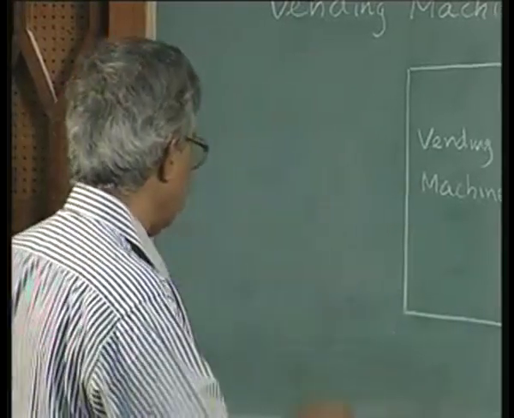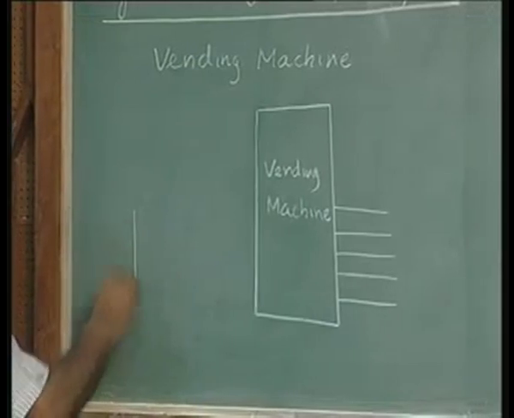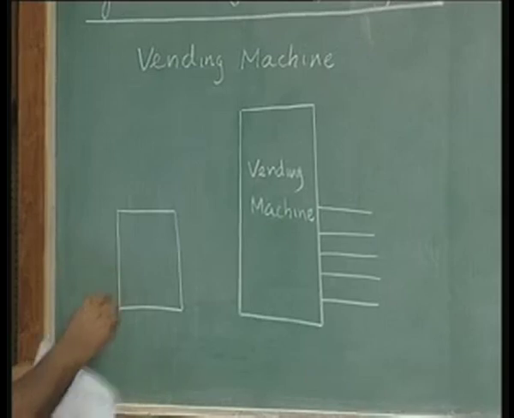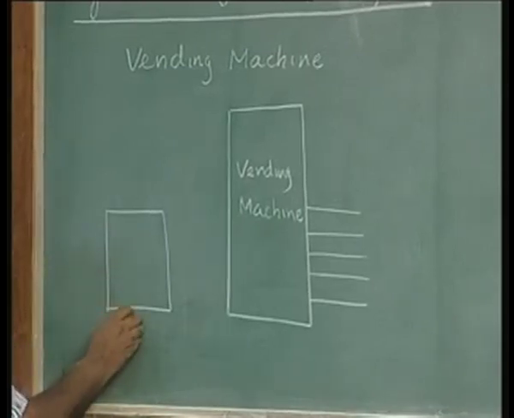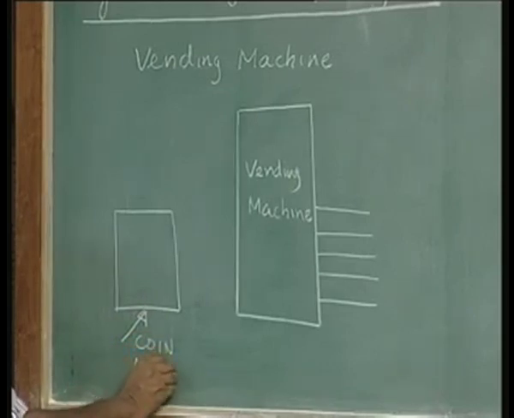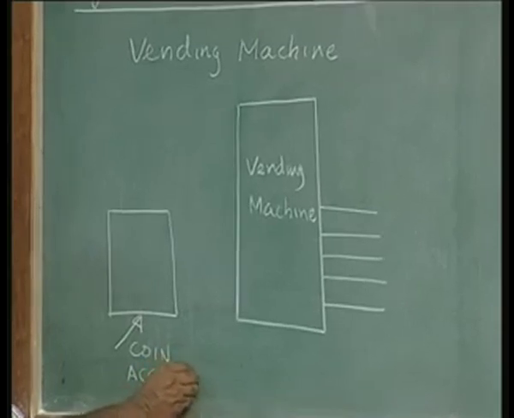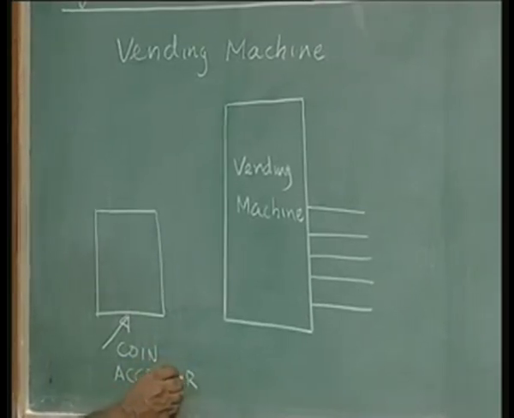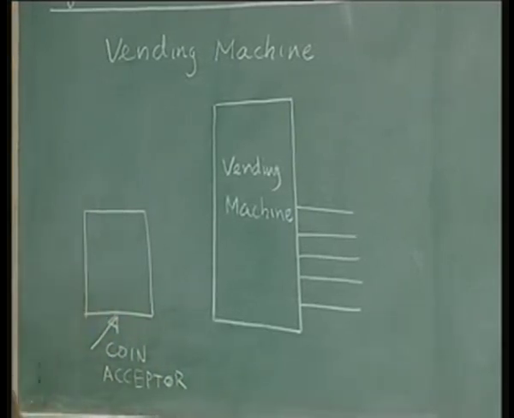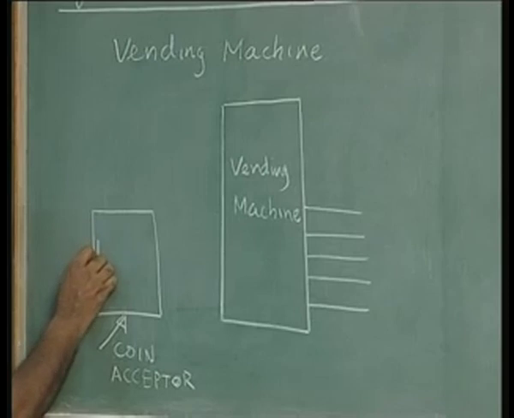So, I am going to have a separate coin acceptor, I am going to call this. This is a unit which is independent of our machine. I am not even going to design this. I am going to assume that this is available. A coin accepting mechanism is available, which is a slot into which you insert the coin.